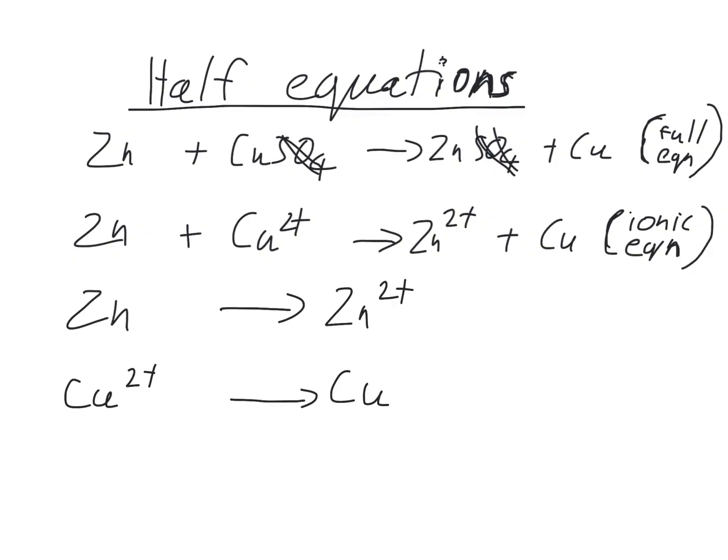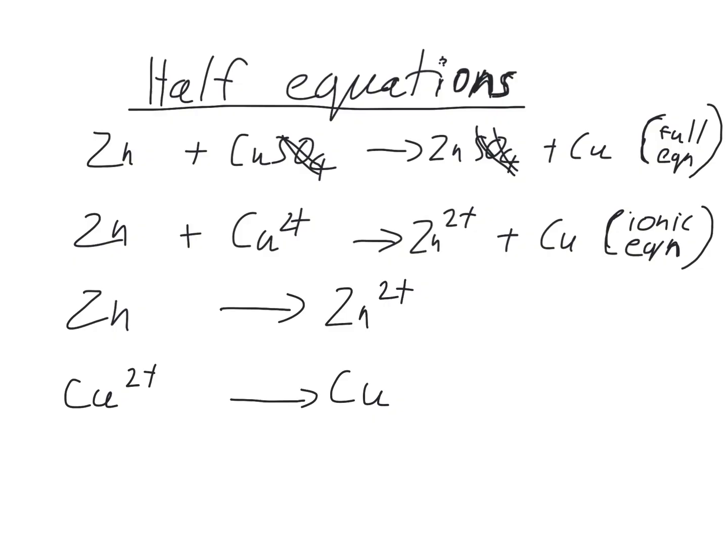The next thing we do is we split this up into two half equations, one for zinc and one for copper. The zinc half equation tells you zinc's side of the story. It tells you what's happening to zinc. It's almost like a superhero movie. We start off with all the superheroes together, zinc and copper, and then you split them off into their individual stories, individual movies. So first we look at zinc's story and then we look at copper's story.